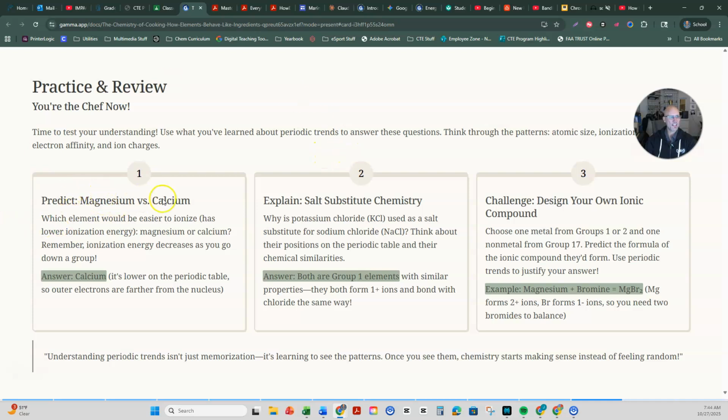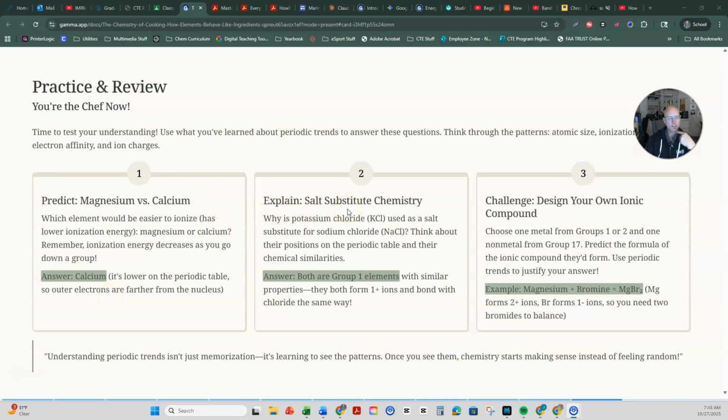So, predict magnesium versus calcium. Which element would be easier to ionize? Has low ionization energy? Magnesium or calcium? Remember, ionization energy decreases as you go down a group, so top to bottom. So is magnesium on top or calcium on top? If you go to the periodic table, you're going to see that calcium is lower on the periodic table, so its outer electrons are further from the nucleus.